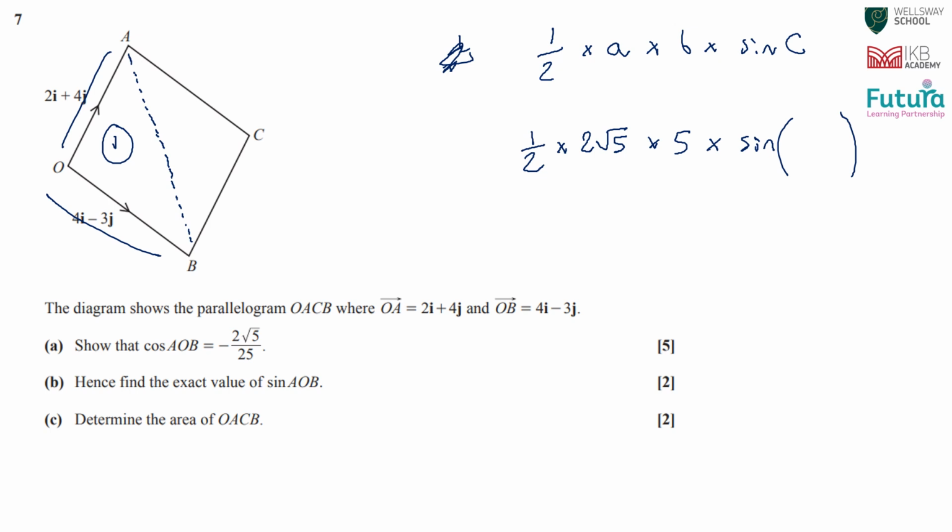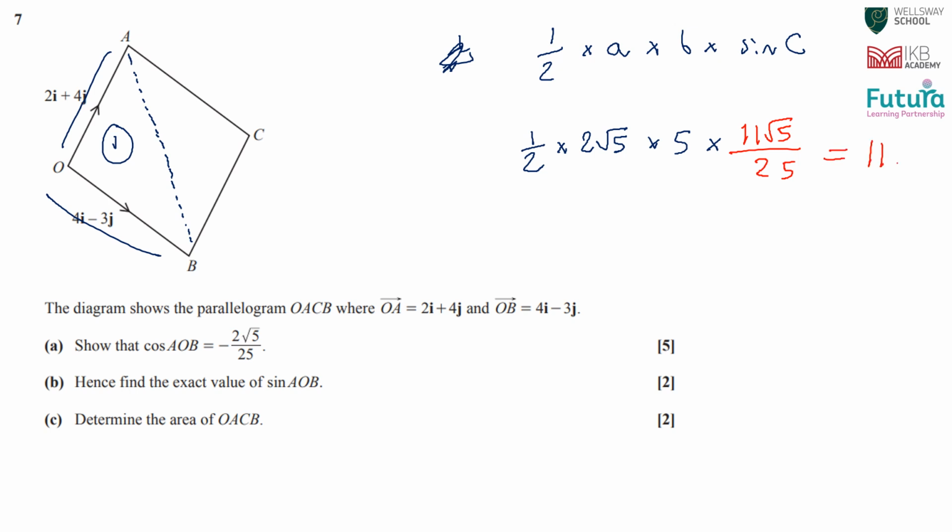Oh, wait, ignore that, sorry. Let me just rub that out. Sine C we worked out in part B of the question, so just skip back a bit if you can't remember what that was. But sine C is 11 root 5 over 25. Like this. So if we work that out on our calculator now, we get this answer, which is 11.